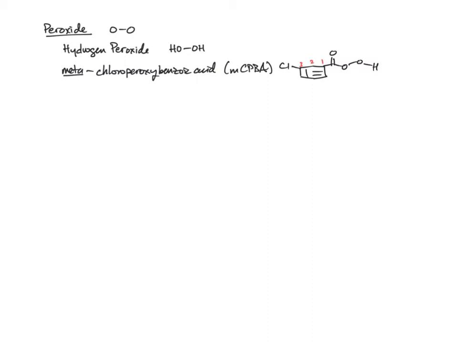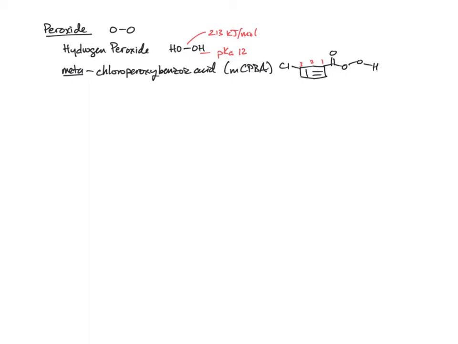So peroxide bonds are usually pretty weak. This is 213 kilojoules per mole, so it's pretty easily cleaved. And the hydrogen has a pKa that's definitely lower than your standard alcohol. So a pKa of 12. Recall that's about 4 units less than a standard alcohol, so that's an acidic proton.